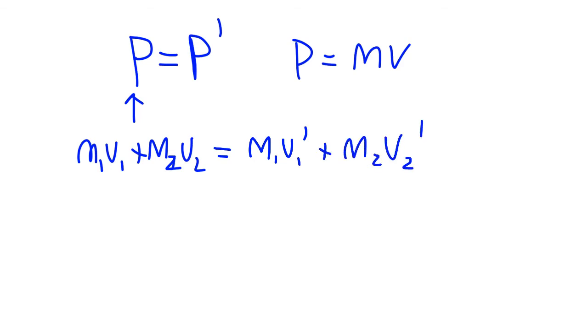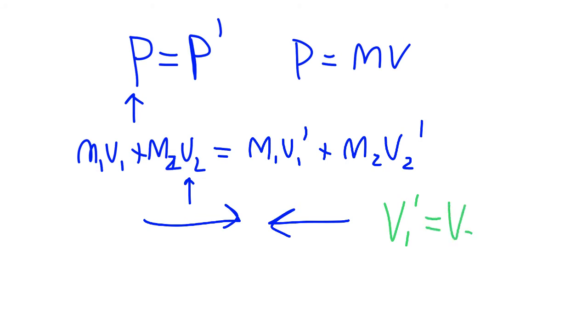Remember that momentum, like velocity, is a vector. Pay attention. If the objects are going in opposite directions, then their velocities must have an opposite sign. If the objects stick together, we will say that they will have the same final velocity because they're moving together, and we replace v1 prime and v2 prime with just v prime.